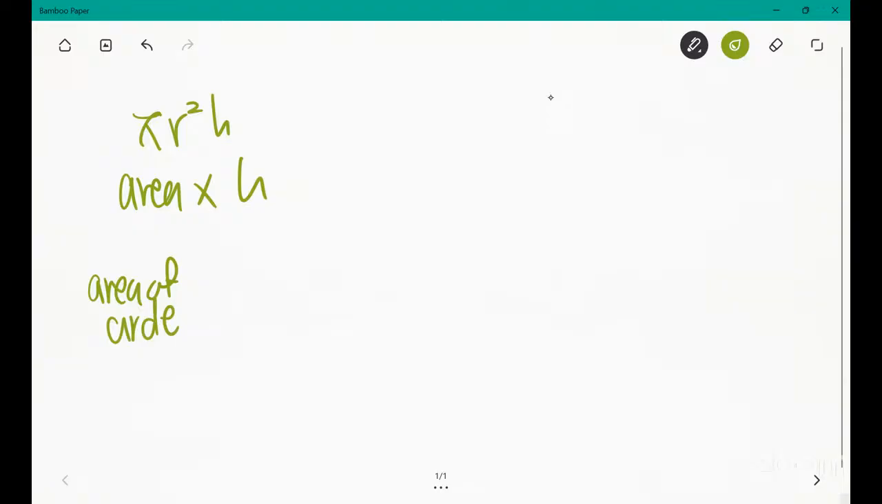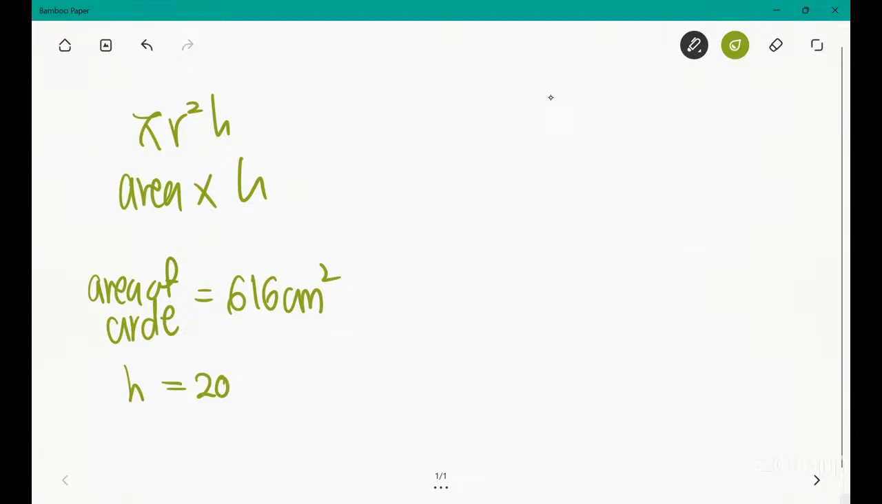Let's say it's 616 centimeter squared. So they have given you the area of a circle and they have given you the height as 20. So now what they're asking you is R.